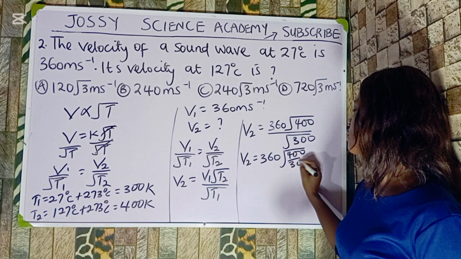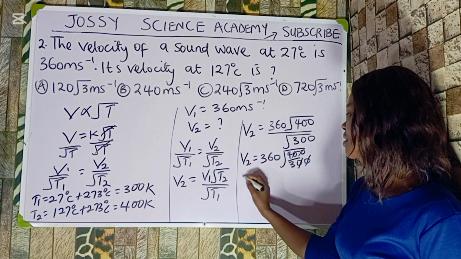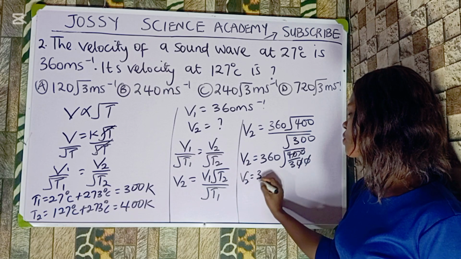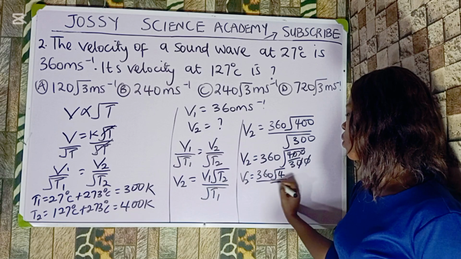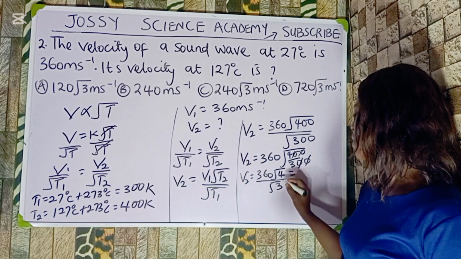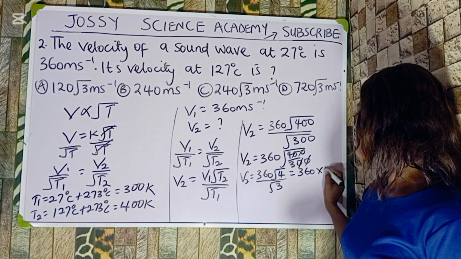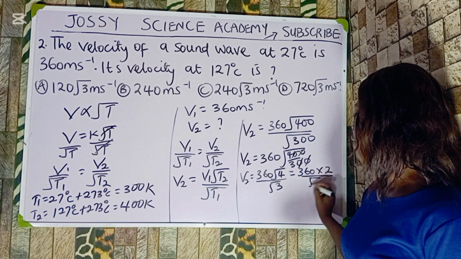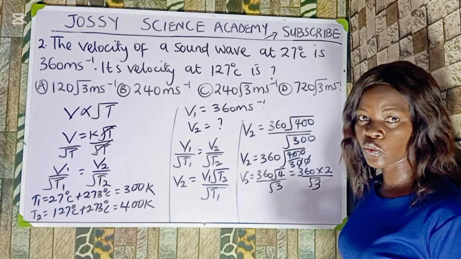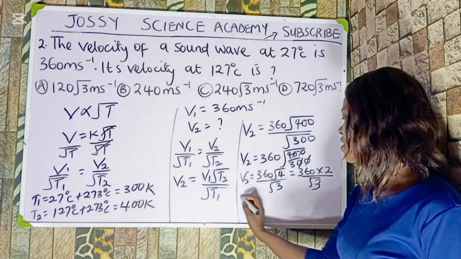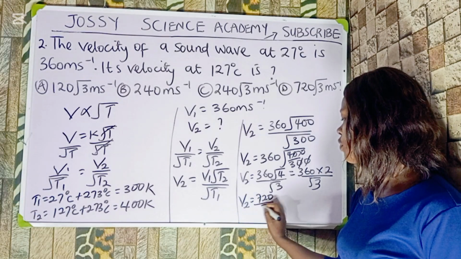Now working it together, we have V2 is equal to 360 root of 400 over 300, right? This cancels this. So V2 is equal to 360 root 4 over root 3. By the time you remove this, this is a perfect square. We have 360 times 2 all over root 3. It's going to give us 360 multiplied by 2, so we have 720. So V2 is equal to 720 over root 3.